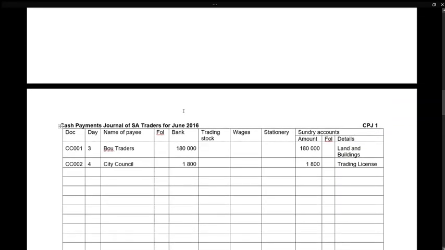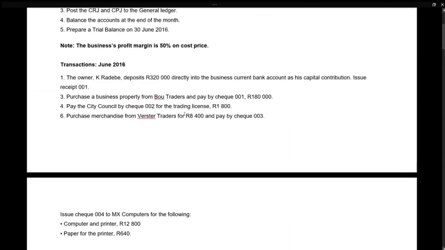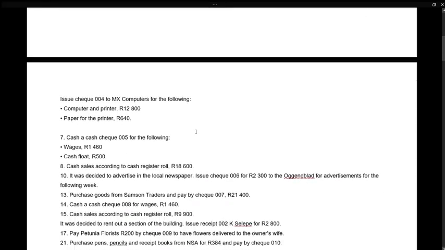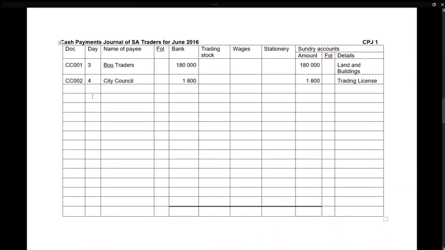Right, next transactions. The next one took place on the 6th. Purchase merchandise from Vistar Traders for 8,400 and paid by check 003. We are paying money, therefore cash payment journal. So, check counterfoil 003. It took place on the 6th, and who did we pay?